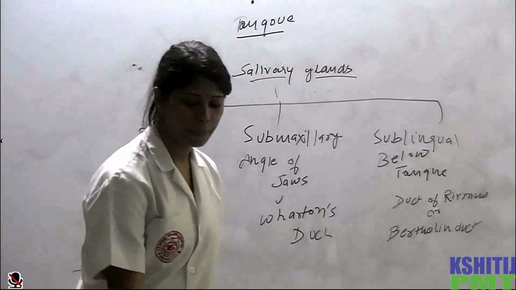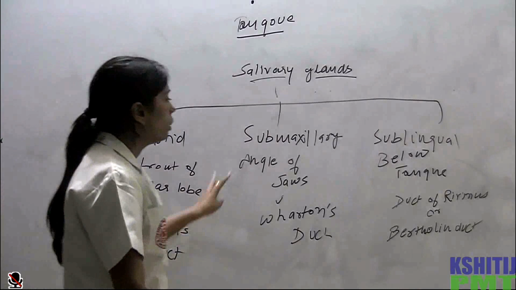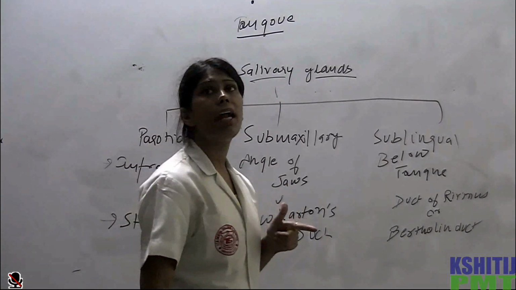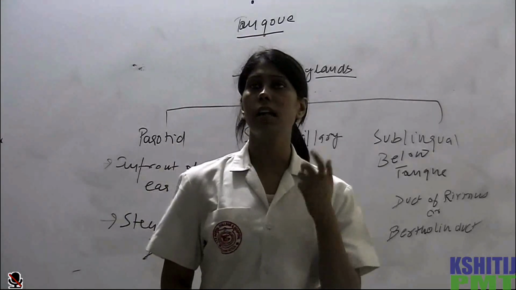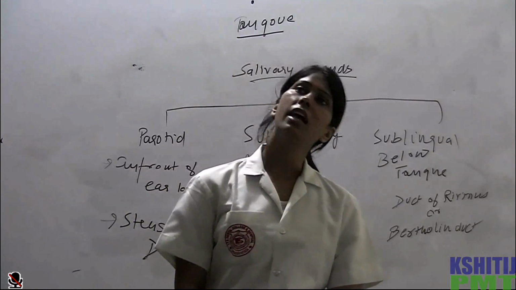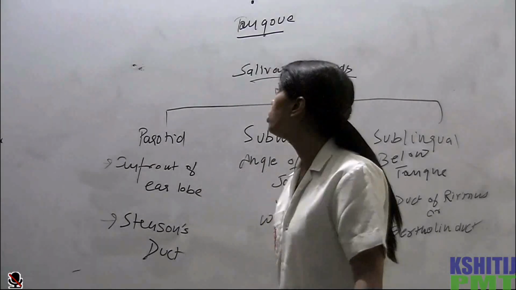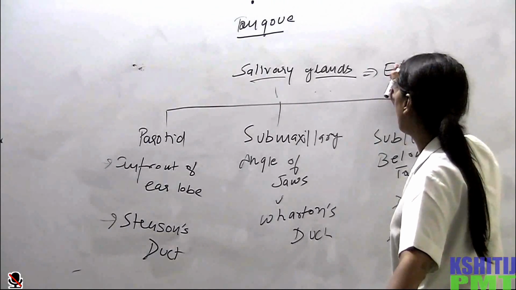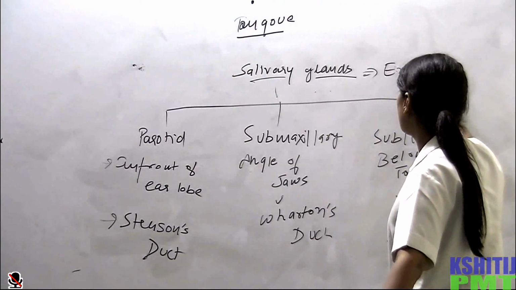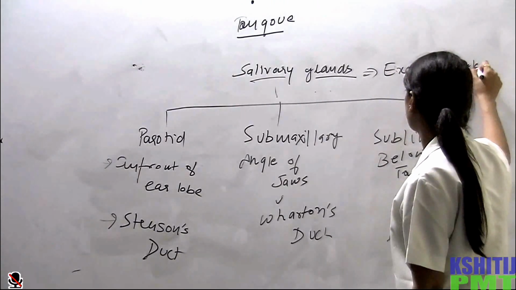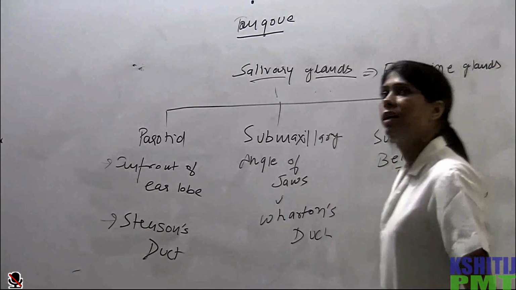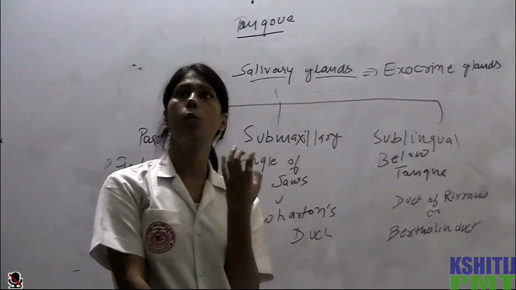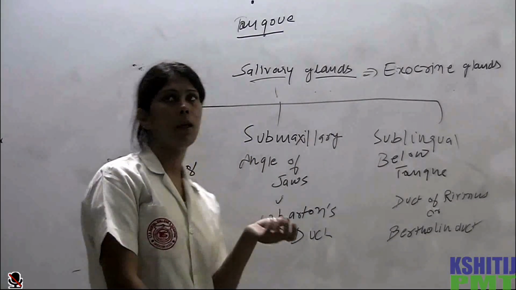So these all have ducts, right? And the glands with ducts are called exocrine glands. So salivary glands are exocrine glands. The glands with ducts are called exocrine glands. Now all these together will help the secretion of saliva.